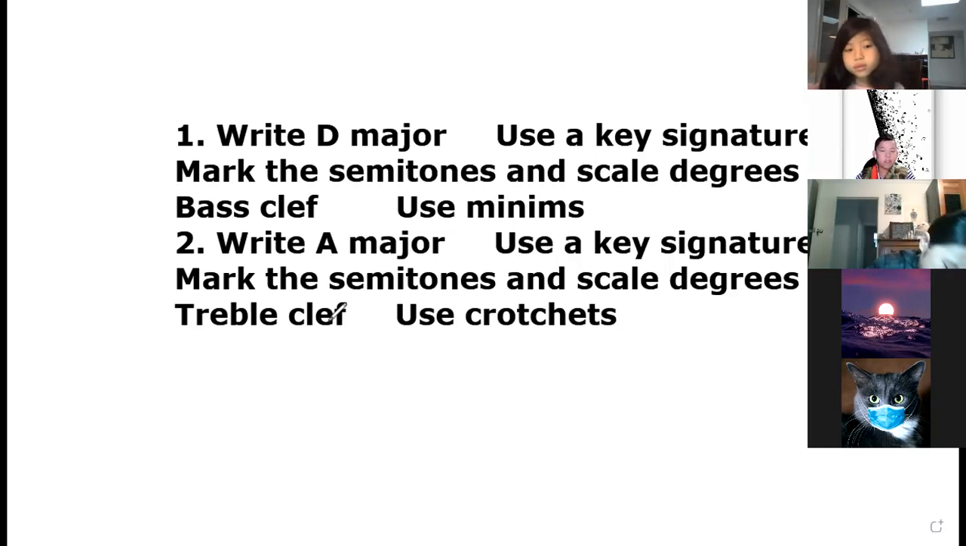Or extend it down an octave if you don't want to go high, high, high, high. Or if you want, you can use a grand stave. The grand stave is what you see in piano. You have a treble clef, and then a bass clef down below.